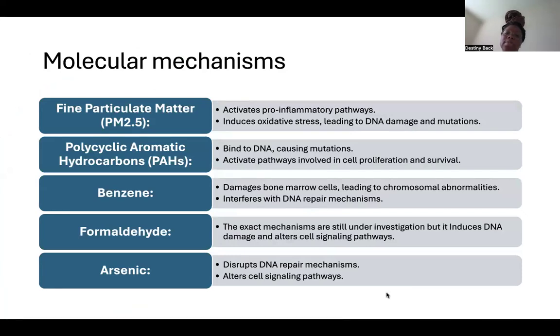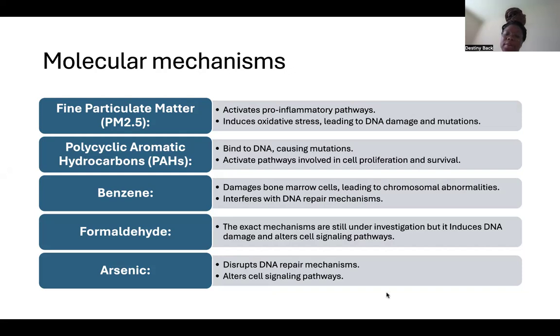Molecular mechanisms. Fine particulate matter, or PM2.5, activates pro-inflammatory pathways, which induces oxidative stress, leading to DNA damage and mutations. Polycyclic aromatic hydrocarbons, or PAHs, bind to DNA, causing mutations. They activate pathways involved in cell proliferation and survival.